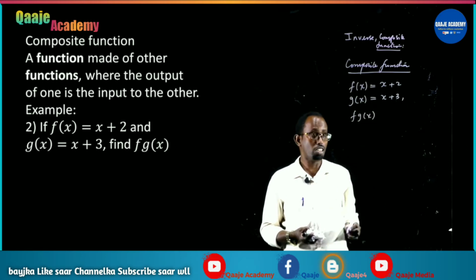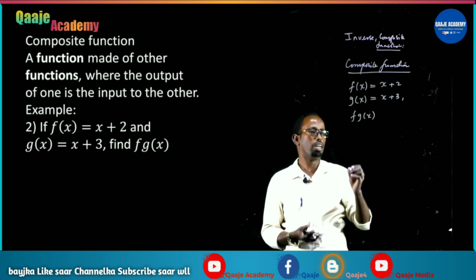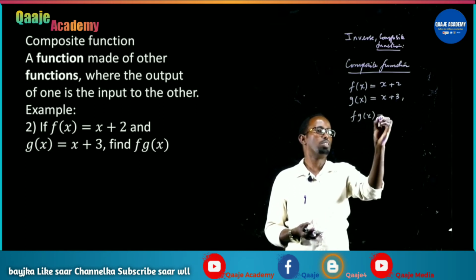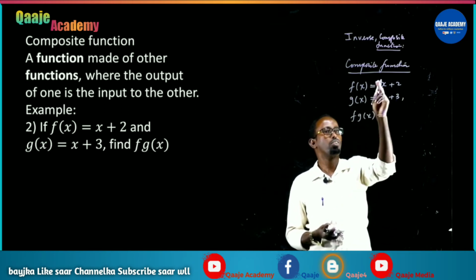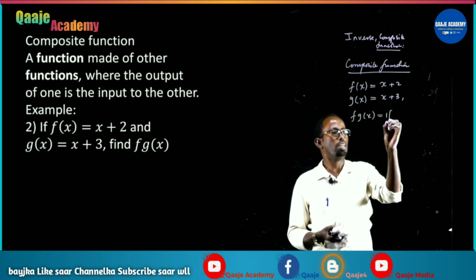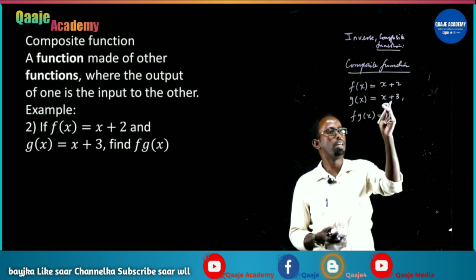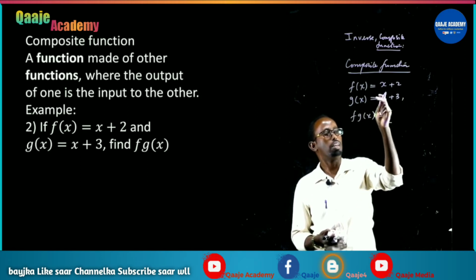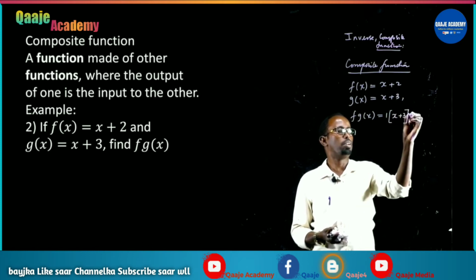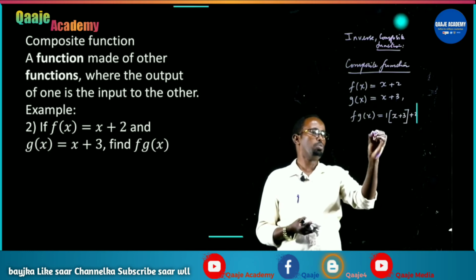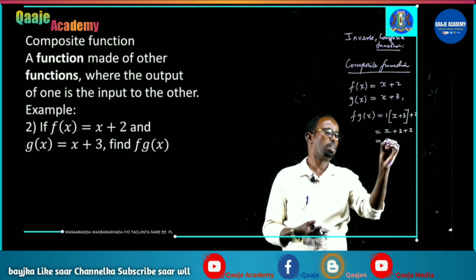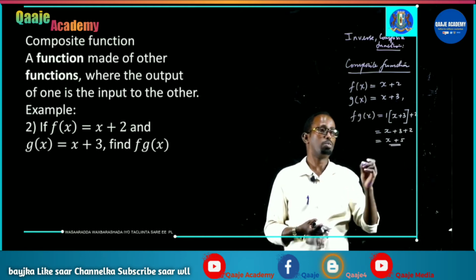Fg, that is f of g of x. What we do is, f of g means you first take the coefficient of x, which is 1, and then instead of x, we put x plus 3, in bracket, and then plus 2. So this will be equal to x plus 3 plus 2, which is x plus 5.